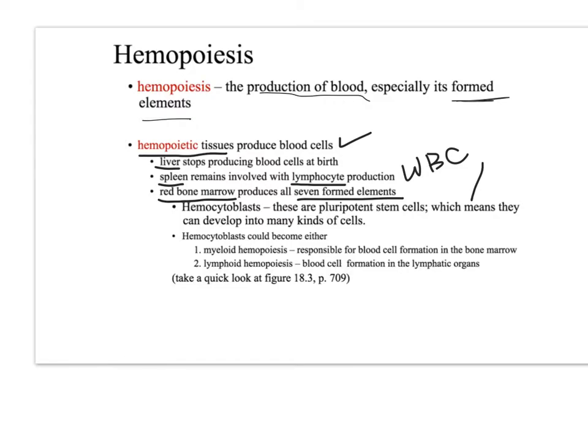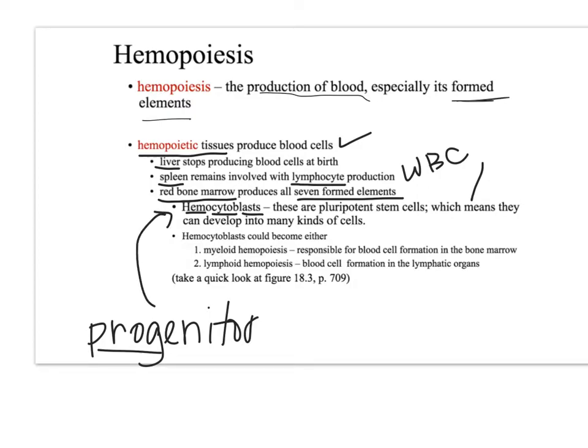The progenitor cell, so it's like the pre-cell, the cell that comes first. The cell that's going to give rise to all the other blood cells is called a hemocytoblast: hemo, blood; cyto, cell; and blast, an immature cell. That's the progenitor cell, and it gives rise to all the different kinds of formed elements.